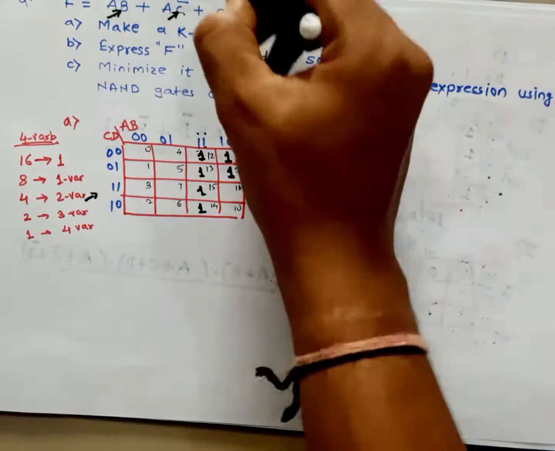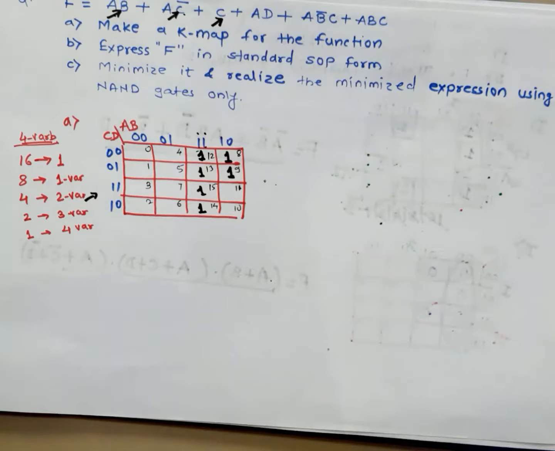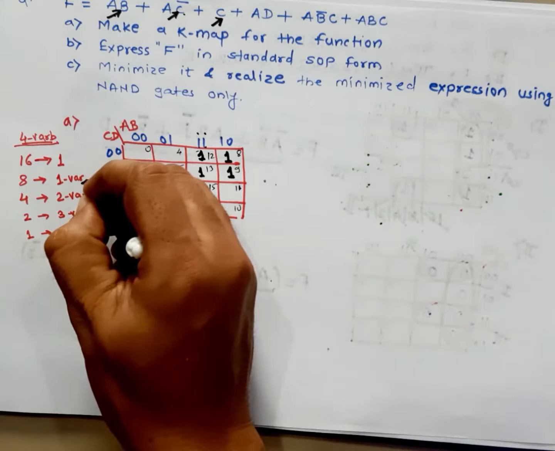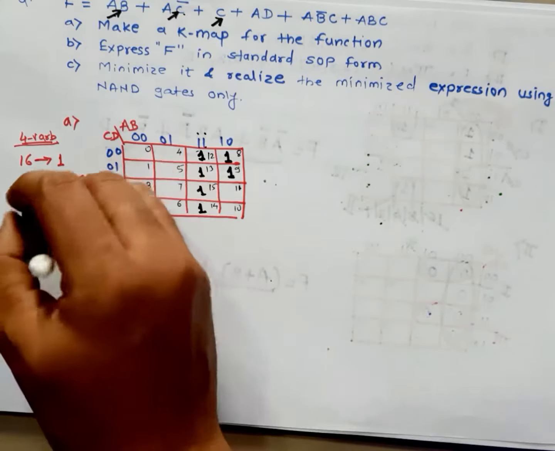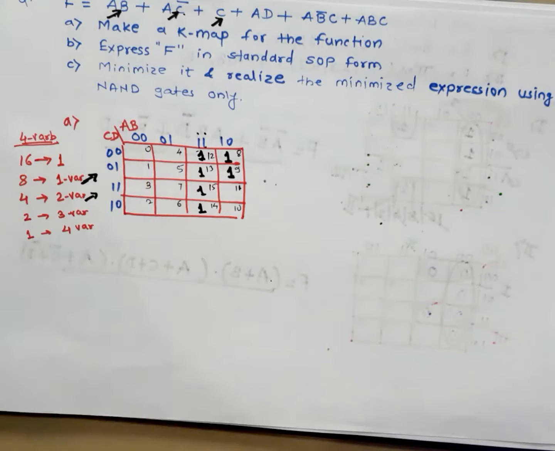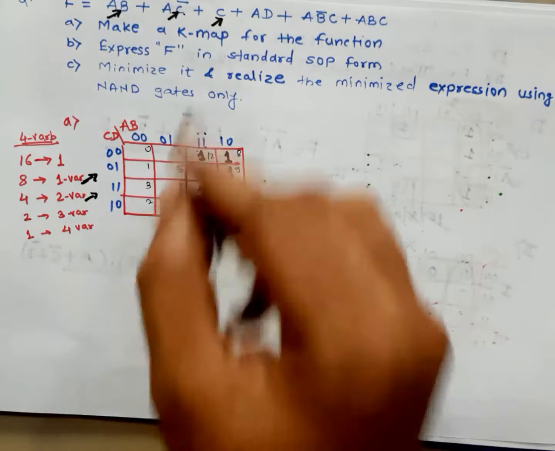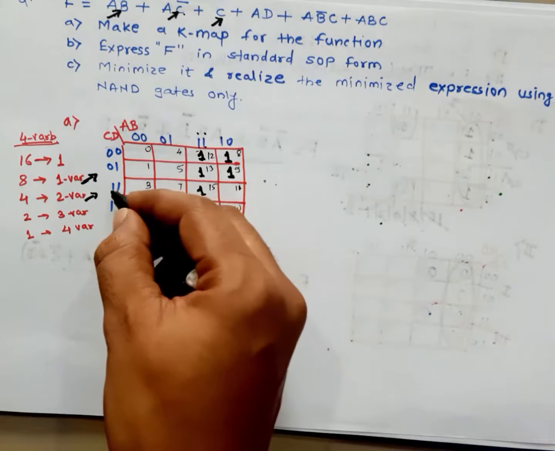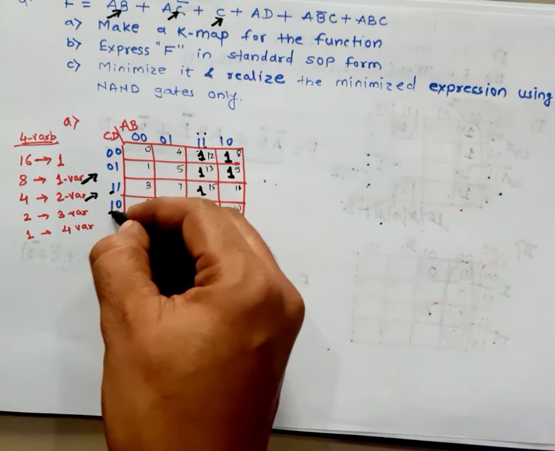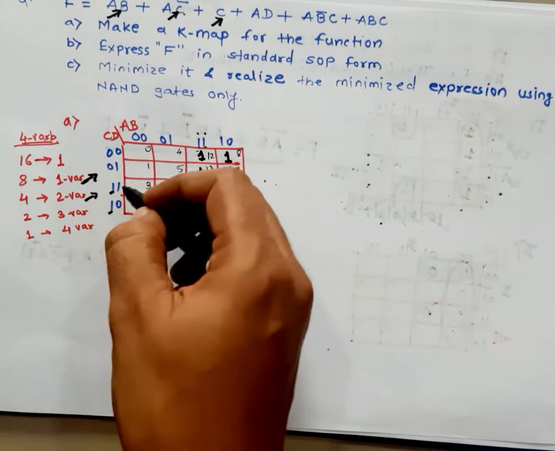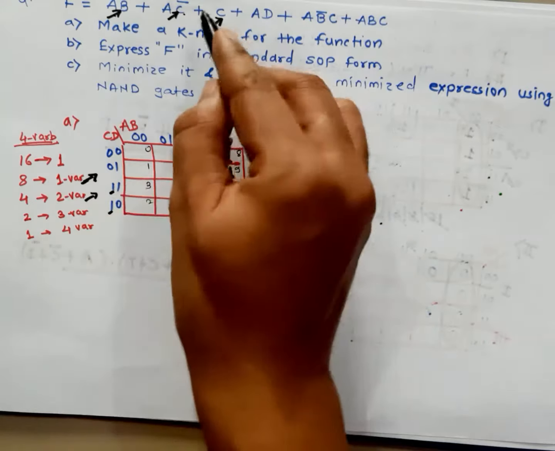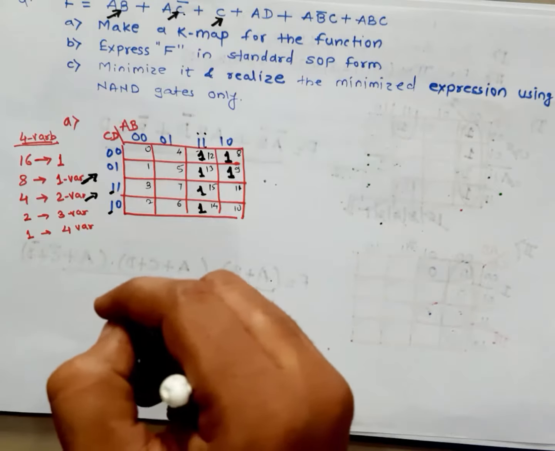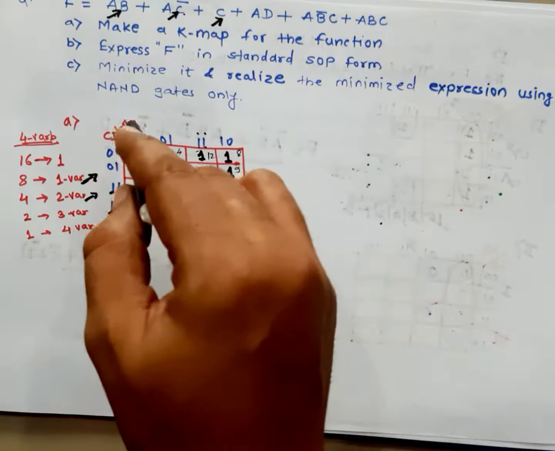Now the third case, the C variable, only one variable in the final equation. So it should be a group of 8 cells. Now we need to find the 8 cells for C. The variable is C and the value should be 1. Now in this case we want to eliminate A, B and D. We want to eliminate A and B completely.